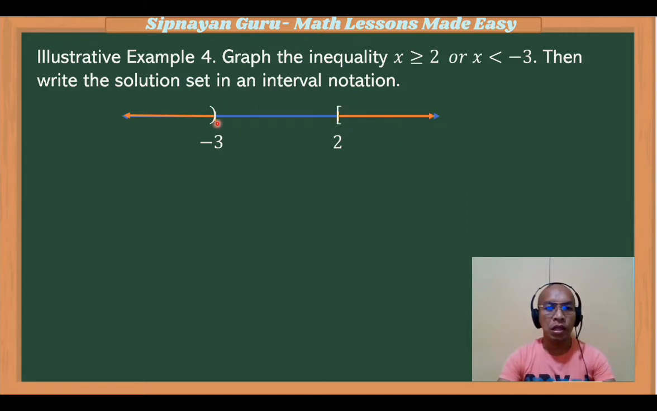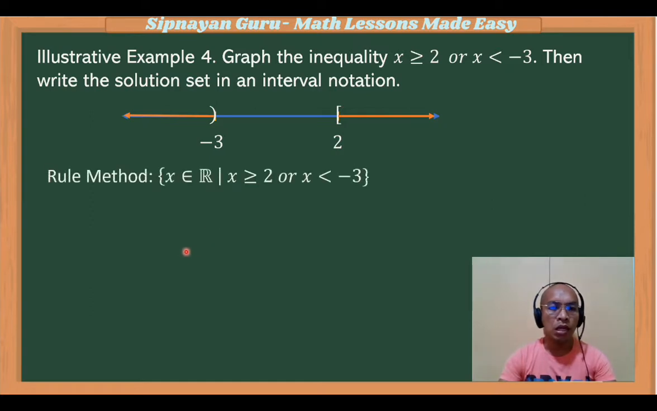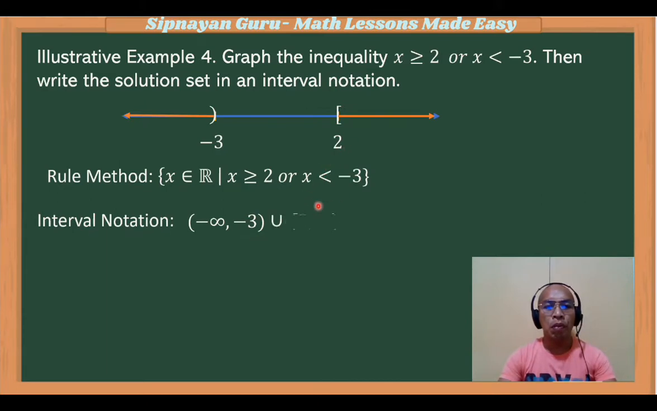So this inequality, we will write into interval notation. Our lower boundary in this first inequality is -infinity. Then, comma, our upper boundary is -3. Union, our lower boundary is 2 and the upper boundary is +infinity. So in this case, we are putting together the possible solutions of these two inequalities. So that is why we make use of the union symbol.